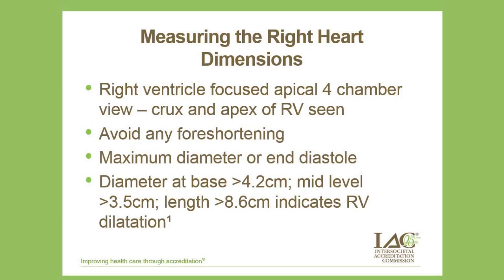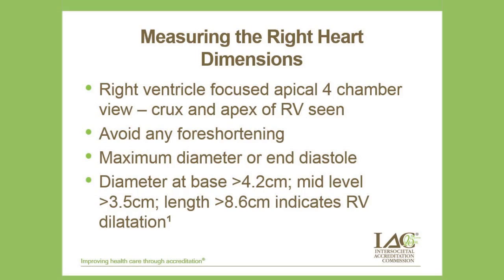Okay, so when we measure the right heart, we do this mainly from the right ventricular focused apical 4-chamber view. We would want to make sure that we can see the crux and the apex of the right ventricle in this view, and try not to foreshorten the apex. We're looking for the maximum diameter, during end diastole is when we would like to make our measurements. We'll make one at the base of the heart, one at the mid-ventricle, and we can also measure the length of the right ventricle there as well.